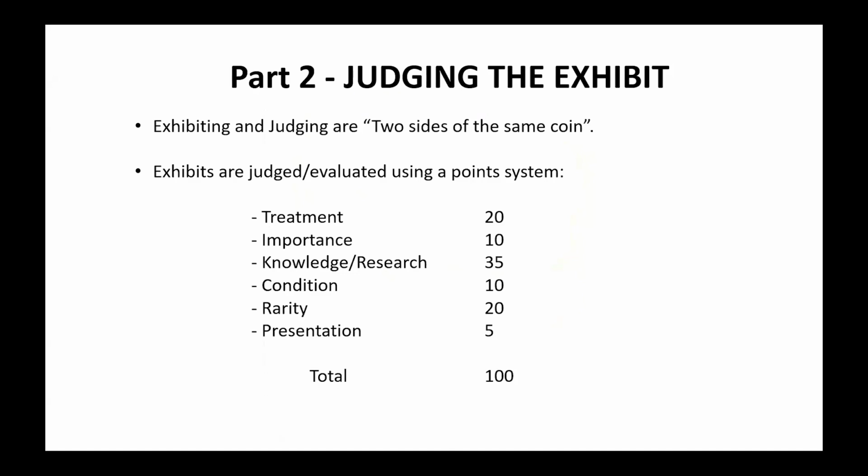Judging and exhibiting are the 2 sides of the same coin. One of the aims that I'm hoping, as judges, you will become better exhibitors. The more you judge, the more you see good things you like, bad things you don't like, and that'll help you improve your exhibit. So let's look at the point system again. 20 marks for treatment, same as trad. 10 marks for importance, same as trad. 35 marks for knowledge and research, same. Condition, 10. Rarity, 20. Presentation, 5. So aerophilately is judged with the same marking system as in traditional. And as these presentations go on, other than thematic, you'll find that they're all judged the same way.